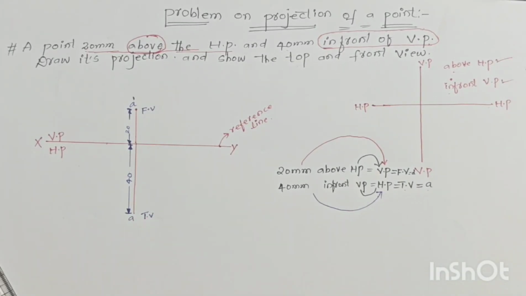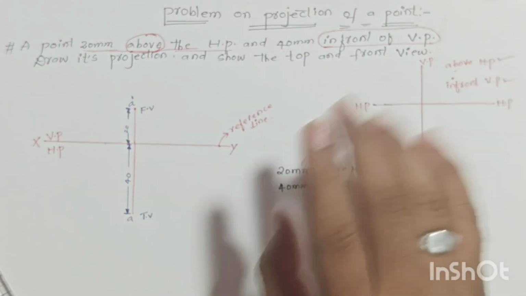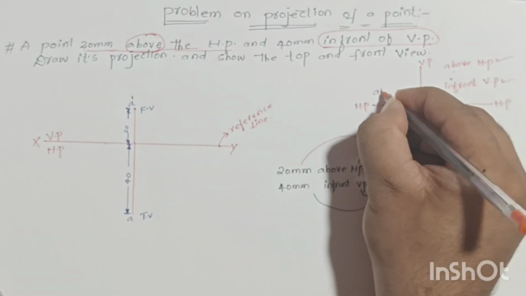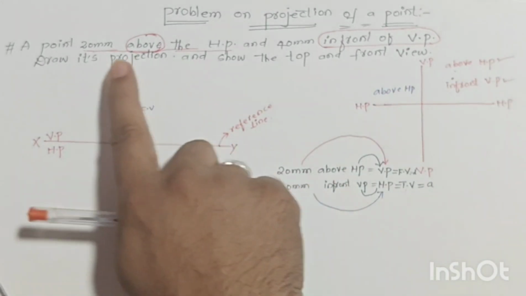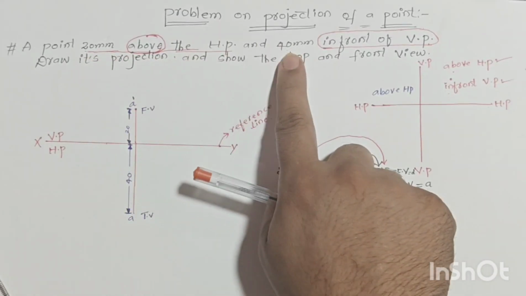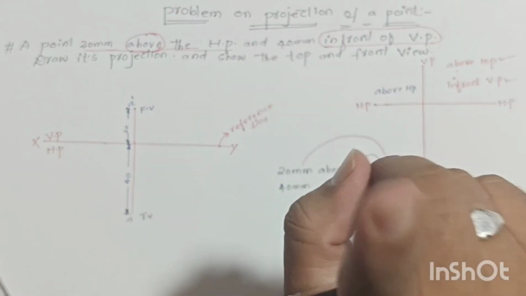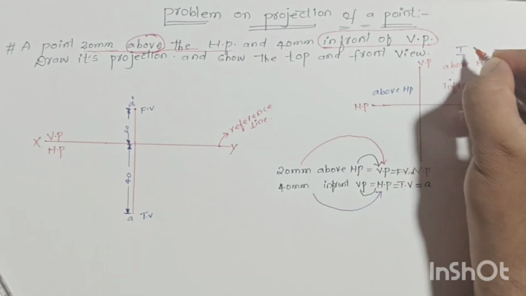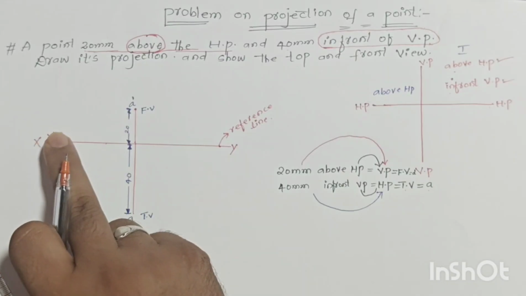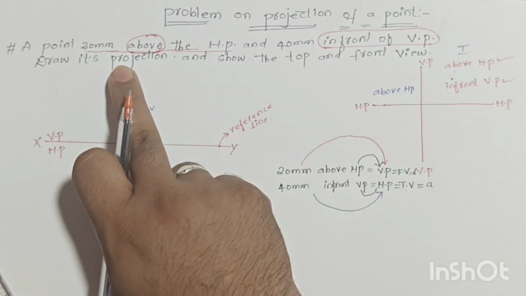Any confusion? Again, I will repeat. 20 above the HP means it is resting on the vertical plane. Clear? But let us see, 20 above the HP and 40 in front of VP. So we are sure, in which quadrant does it lie? It lies in the first quadrant. What is the first quadrant formula? We have VP by HP. Is it right? Meanwhile, first draw the projection.